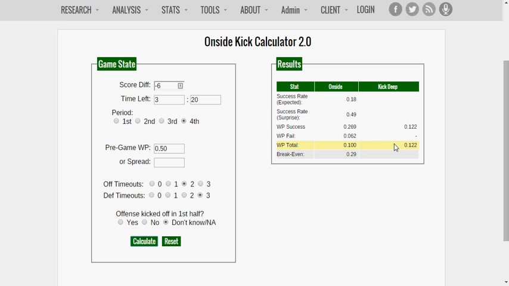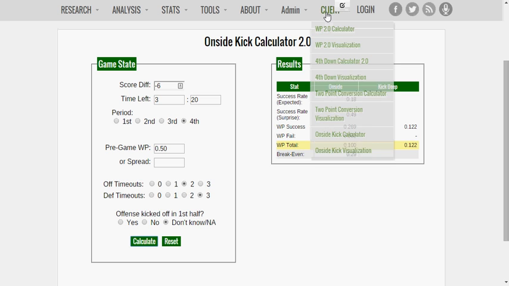If we kick deep, that was a 12.2%. That's higher, so normally we'd prefer to kick deep in that situation. Notice this bottom row here is the break-even probability of success. So that's saying if we have that probability of success or better, then it's worthwhile to onside kick. But in this case, we think it's closer to the league average of 18%. That's below the 29% needed to make it worthwhile. So again, we'll kick deep.